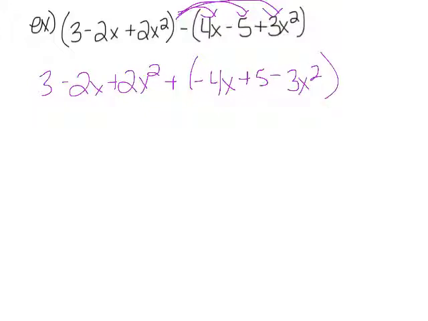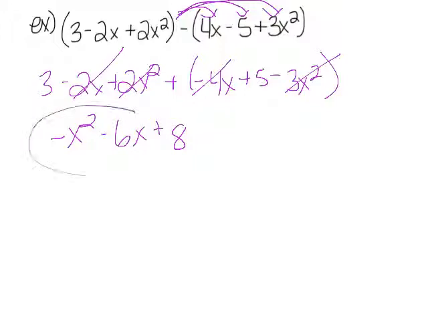And now I can just go ahead and add my two polynomials. So I'm going to start with my highest degree, which is 2. So a 2x squared minus 3x squared gives me negative x squared. Cross those terms off. Then I have negative 2x plus a negative 4x, which gives me a negative 6x. And then I have 3 plus 5, which gives me positive 8. So my final answer is negative x squared minus 6x plus 8.